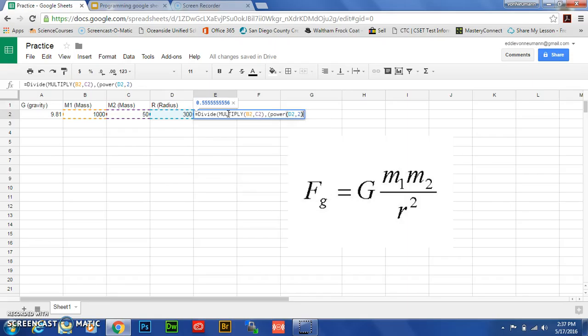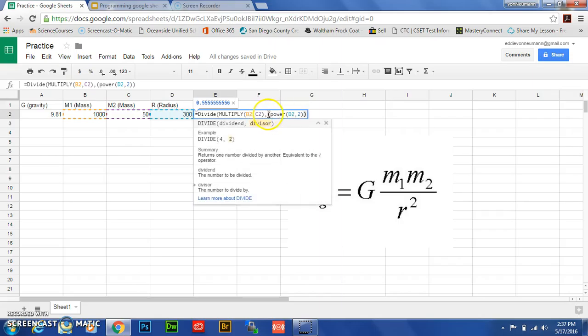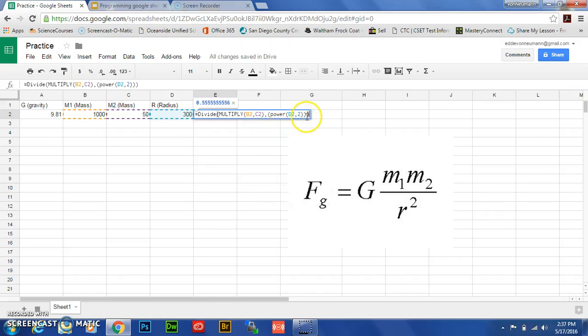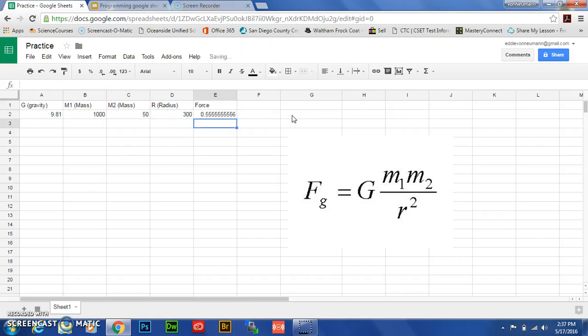So here's where the parentheses start to become a problem, and they help you here. They give you some clues. This parenthesis shuts this. If I add another parenthesis, it now shuts this power operation. If I add another parenthesis, it now shuts this whole operation. And that is what we wanted. We wanted to divide this operation right here, which was m1 times m2, by r squared, which is what we have here. So this should work correctly.